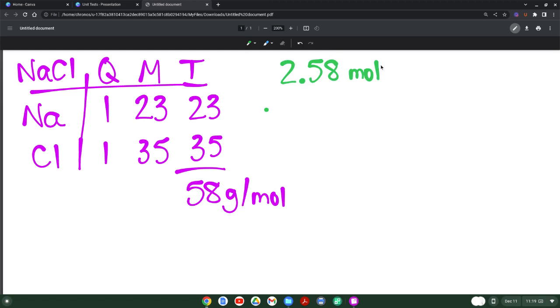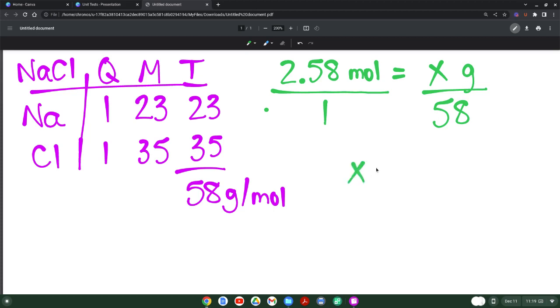So to begin, we had 2.58 moles is equal to, I don't know how many grams, so I'm going to label it X. I do know from my molar mass down here that 1 mole has a mass of 58 grams. So here I'm just going to cross multiply. I'm going to get 1x, so really just x, and 58 times 2.58 is 149.64 grams.